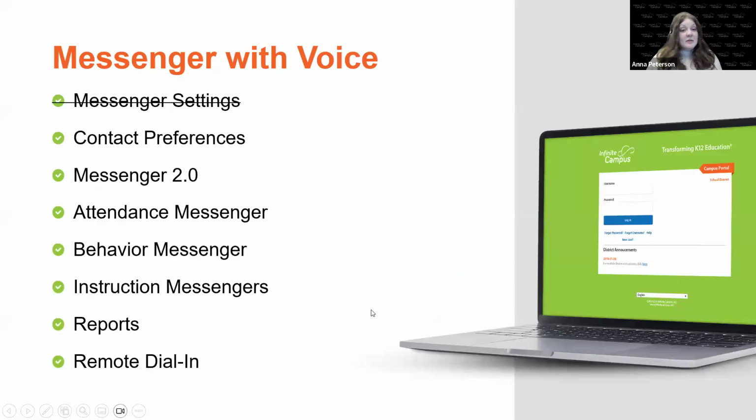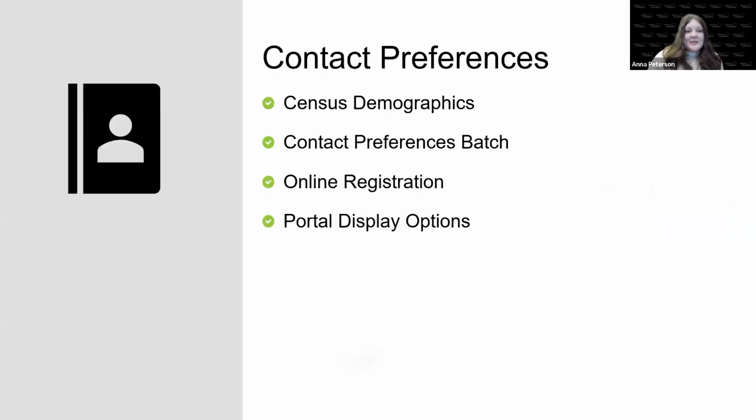All right, so that takes care of our messenger settings. Next, we're going to talk about contact preferences and how we make sure that the messages we send actually have somewhere to go on the other end. We're going to take a look at a few different ways to modify our contact preferences, which is essentially how we tell the system what types of communication folks want to receive to which piece of contact information. So what phone calls do they want to get versus what emails do they want to get from the district?